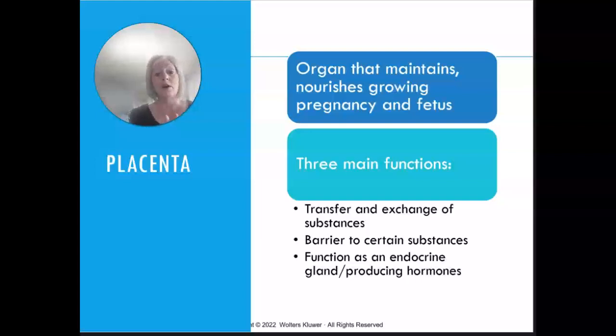The placenta will also function as an endocrine gland. It's going to produce hormones to keep that baby sustained. It's going to produce progesterone, estrogen, and HCG. It's going to keep all of those hormones at a certain level. Until the placenta is completely developed, the mom's body will produce that progesterone, but once that placenta is formed, the placenta will start producing its own progesterone to keep that baby viable.